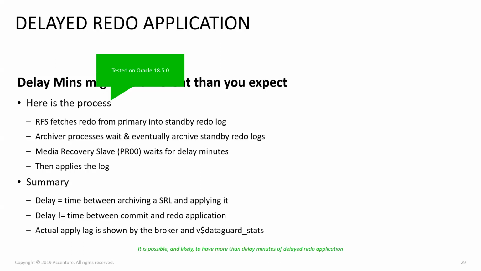Okay, so if you look at this closely, you can already see that there is maybe more delay to this than initially thought, because the delay is actually the time between archiving the standby redo log and applying it. It's not the time between the commit and redo application. The actual apply lag is shown by the broker and $DataGuard stats. And from what I looked at, it's possible and most likely to have more than delay minutes of delayed redo application. So how can you get this in check?